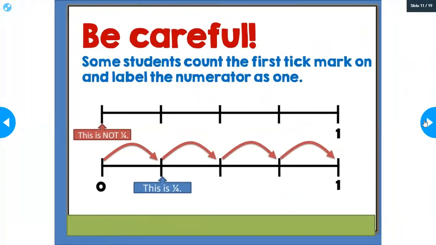Now here's a little tip. Be careful, because like I said before, some people count the first tick mark on and label the numerator as 1. We don't want to do that. This is not 1/4. We have to count over from 0 to the first tick mark. That first tick mark is representing this first section. So this is 1/4 represented on the number line, because I have gone 1/4 of the way across my number line.